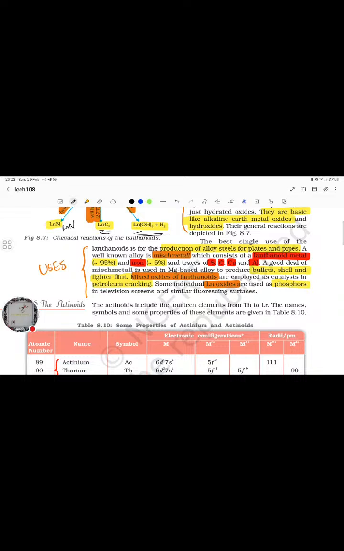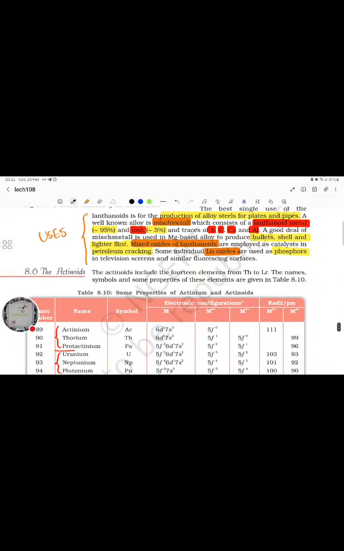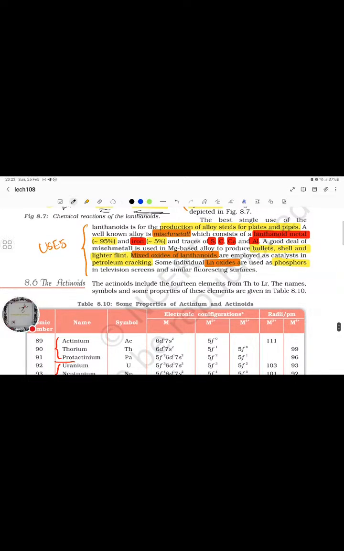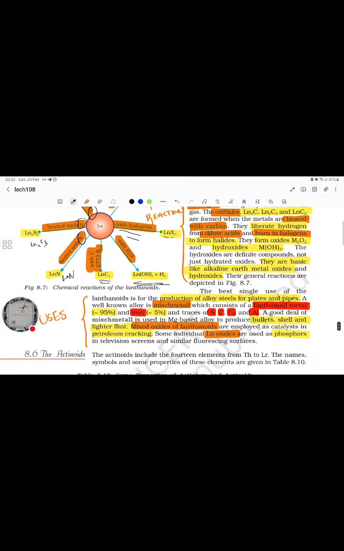A good deal of mish metal is used in magnesium-based alloys to produce bullets, shells and lighter flint. Mixed oxides of lanthanides are employed as catalysts in petroleum cracking. Some individual lanthanide oxides are used as phosphors in television screens. So the uses are the production of alloys, mish metal, an important metal used in the production of bullets, shells and lighter flints, and the mixed oxides of lanthanides, used as catalysts for petroleum cracking. So these are certain uses.